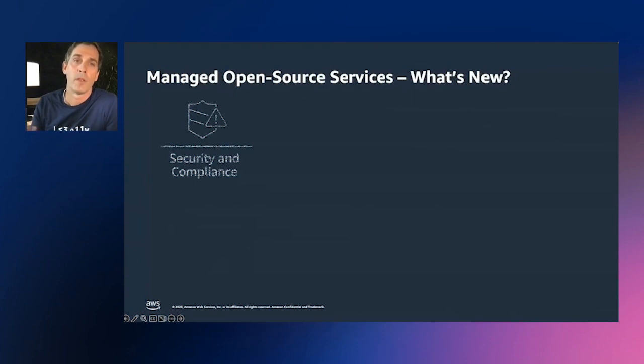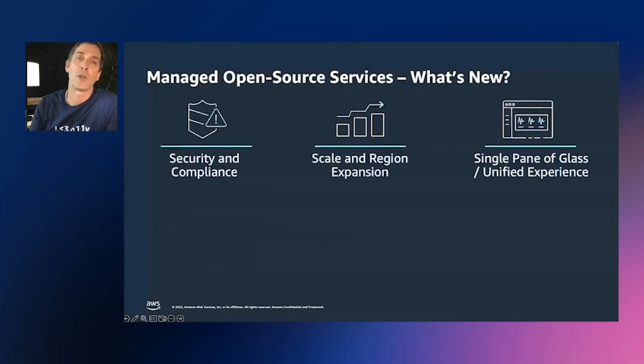All right, so there are 3 themes that we've prioritized in 2023 based on customer feedback, which include security and compliance, scale and region expansion, and single pane of glass or unified experience, which is really an opportunity for us to unify all of the sources of telemetry experience and simplify how we onboard, instrument, and collect data required for visualization.